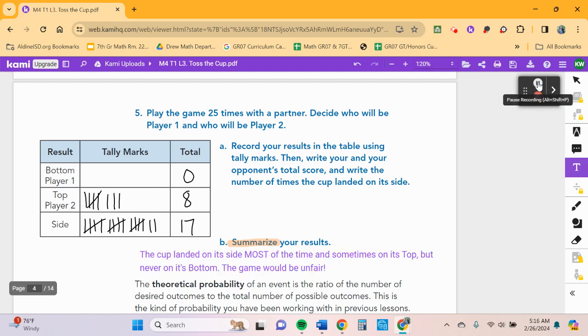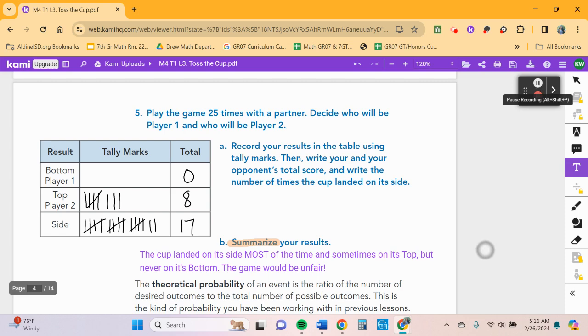Alrighty, we definitely have different summaries of our results. I hope you discuss them with your neighbor, but I'm just going to share what I have. I put the cup landed on its side most of the time, and sometimes on its top, but never on its bottom. So this game would be unfair, of course, to player one.